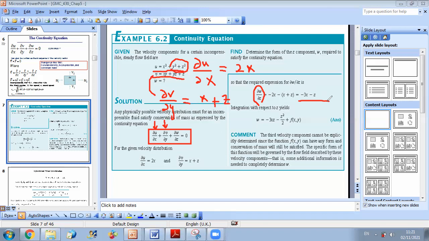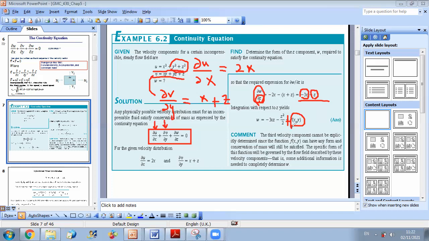And now you know that since you have the partial derivative of w with respect to z, you can conclude by integration with respect to z what is the expression for w. So when you integrate with respect to z, instead of adding a constant, you add a function of the other variables, which are x and y. So here, if you integrate with respect to z, x is considered as constant, so the integral here is minus 3x times z. And here you have variable z, the integral of z is z squared over 2. So w is minus 3xz minus z squared over 2 plus a function of x and y.